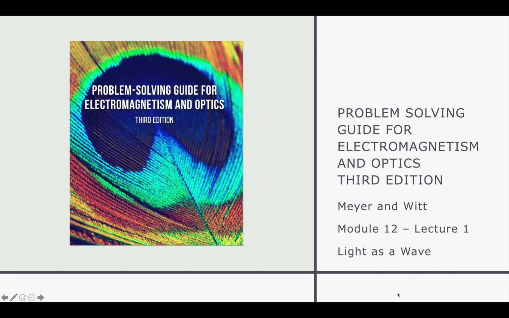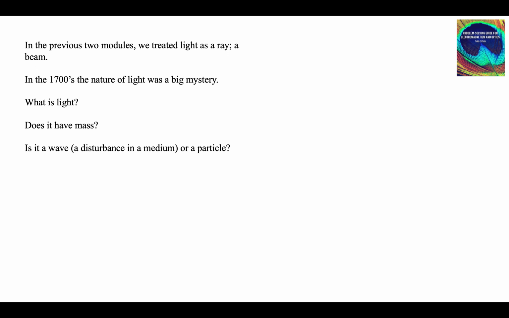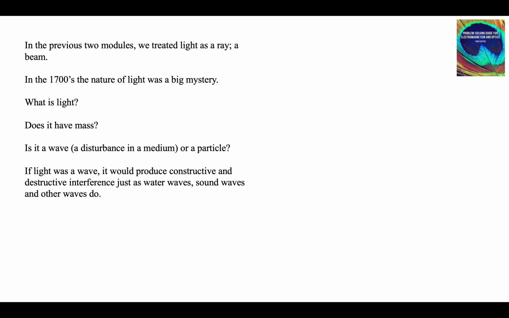This is Lecture 1 for Module 12 in the book Problem-Solving Guide for Electromagnetism and Optics, Light as a Wave. In the previous two modules, we treated light as a ray, a beam. In the 1700s, the nature of light was a big mystery. What is it? Does it have mass? Is it a wave, a disturbance in a medium, or is it a particle?